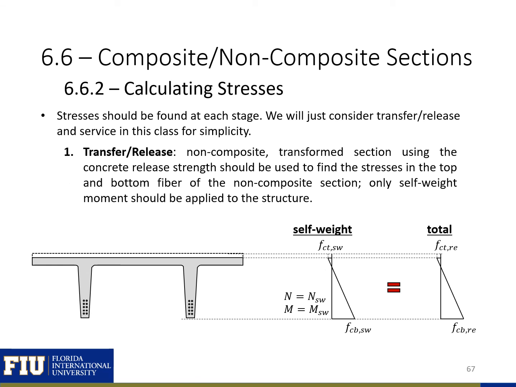Next, we're going to talk about how we can calculate stresses for our composite and non-composite section. At transfer release, we're only going to have our non-composite section, so we only need to find the stress at the bottom fiber and stress at the top fiber for our precast beam, our non-composite section. And we'll do this using the same procedure that we did earlier in the class.